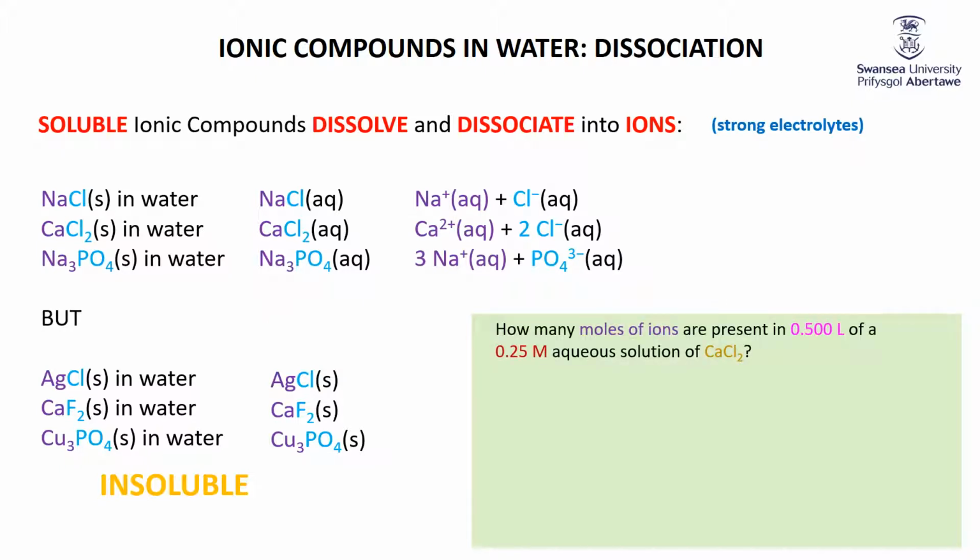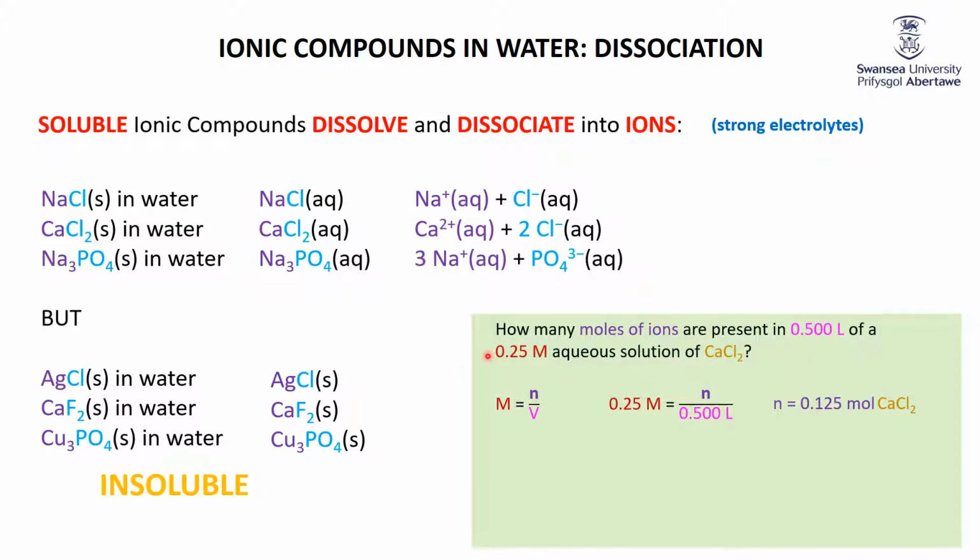Now, it would be remiss to leave this without doing a little calculation. How many moles of ions are present in 0.5 litres of 0.25 molar aqueous solution of calcium chloride? Well, we know molarity, of course, is moles over volume. So any time you have half a litre of a 0.25 molar solution, pop them in, and you can say I've got 0.125 moles. Okay, but that is 0.125 moles here of CaCl2. That's what the 0.25 molar solution of CaCl2 referred to, and the 0.5 litres was of that solution.